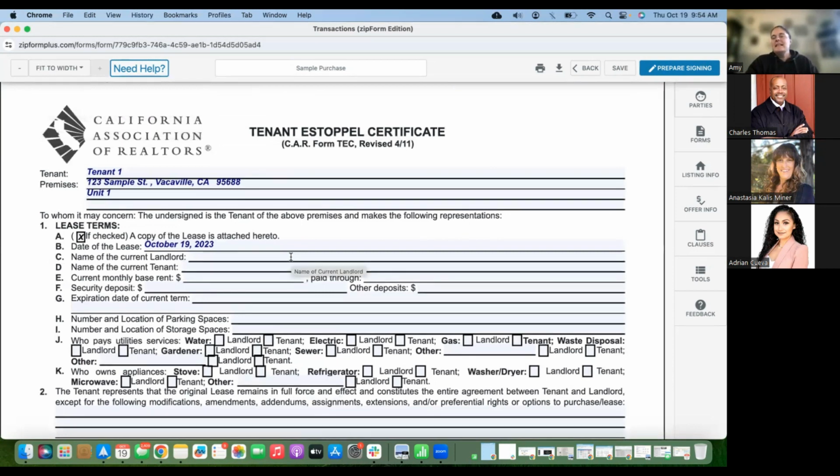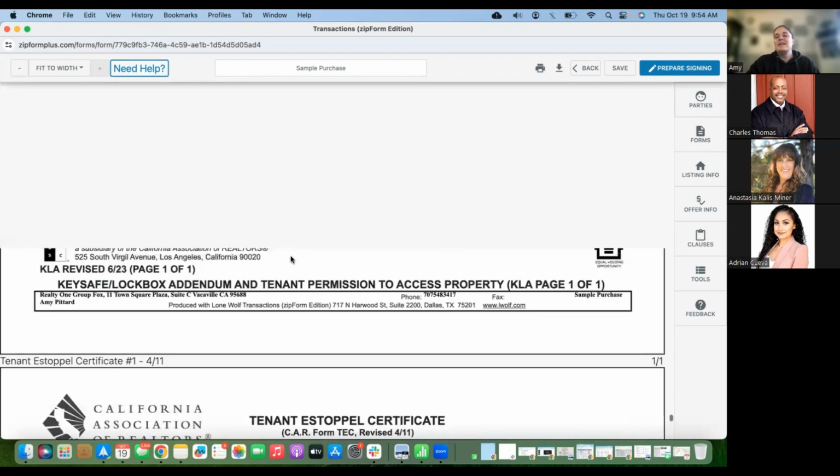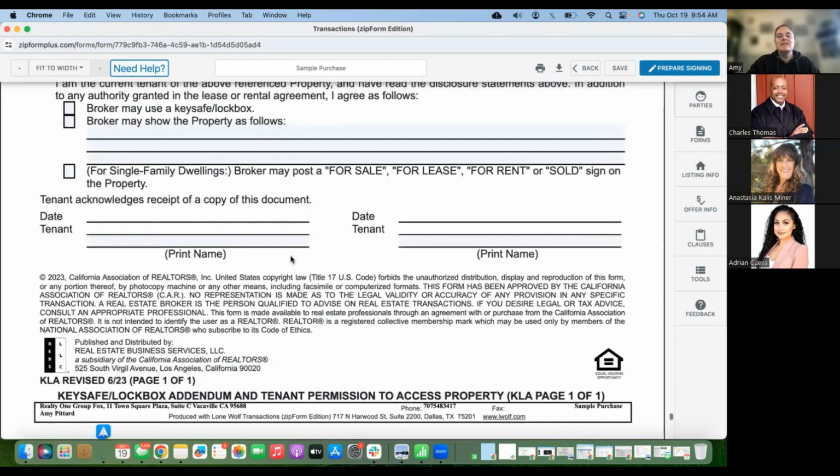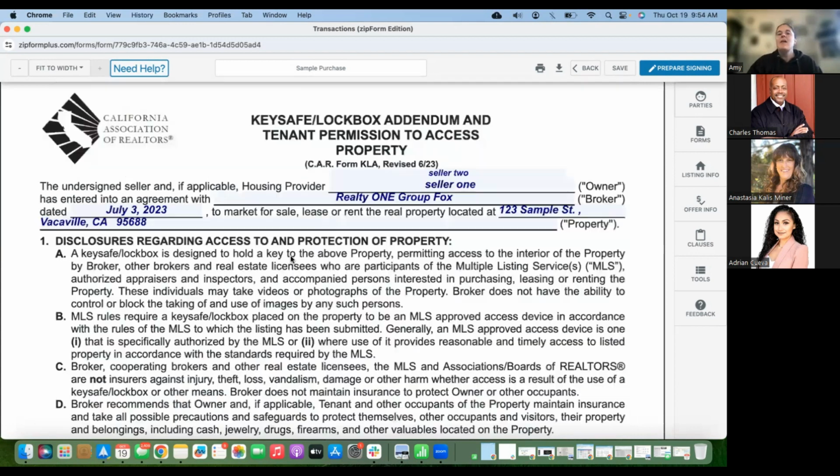And since we're on the tenant theme today, we're going to go ahead and cover the key safe and lockbox addendum. Just so you know, if there is a tenant occupied property and you are the listing agent of that property, on the residential listing agreement, it gives you a box to check if it is tenant occupied, and that you are to include this key safe lockbox addendum and tenant permission to access the property as part of that listing agreement. This also gets signed by the tenant, so this is super important to have in place. It gives you permission to put a key lockbox on that property. It gives you permission to put a sign on the property, and it gives you permission to access the property.